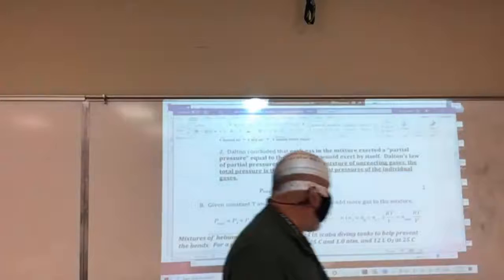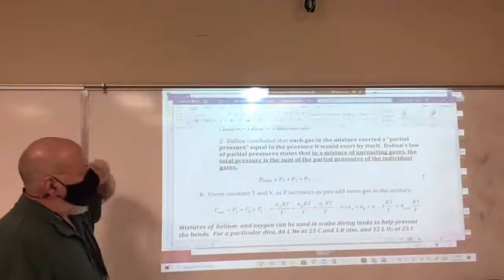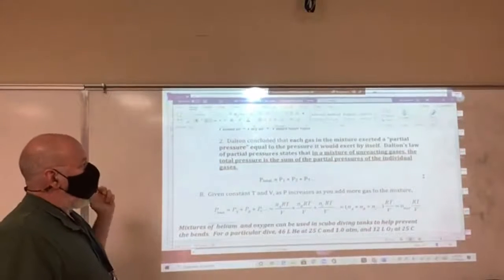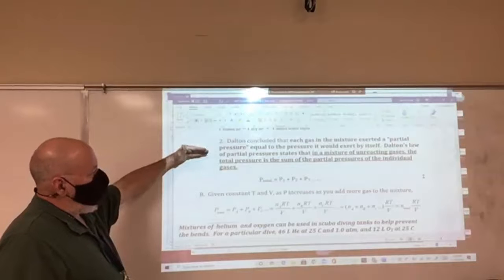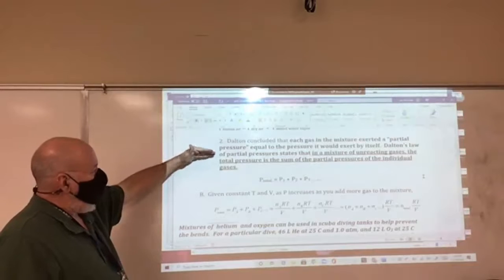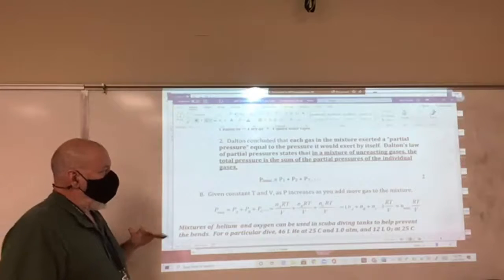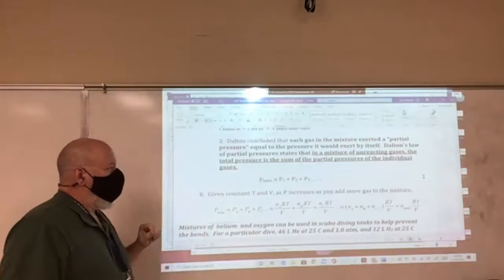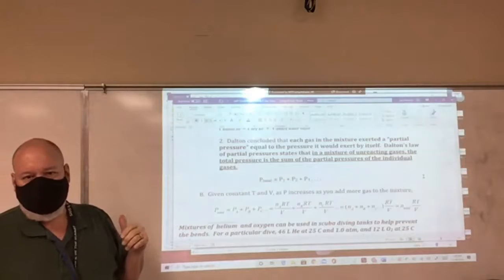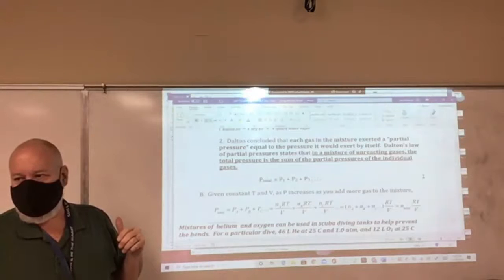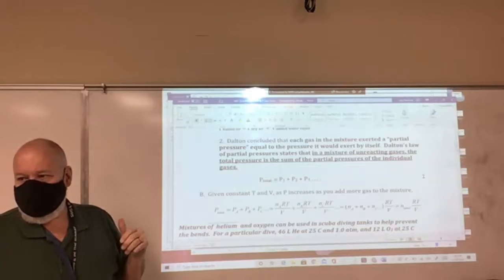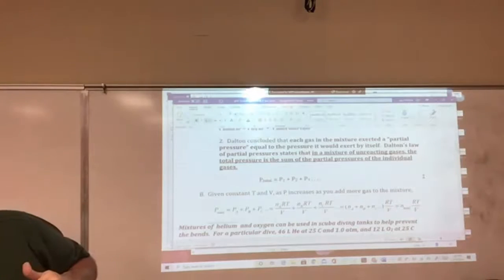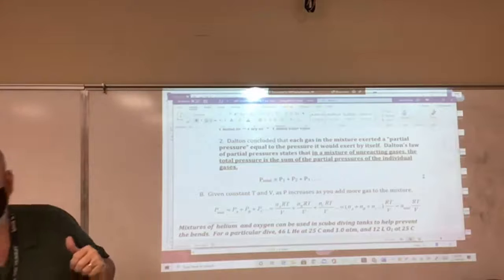So Dalton concluded that each gas in the mixture exerted a partial pressure equal to the pressure that it would exert by itself. And Dalton's law of partial pressure states that in a mixture of unreacting gases, why would these have to be unreacting? What could happen if they reacted? What might change? Would it be solids or liquids? They could change their state of matter?